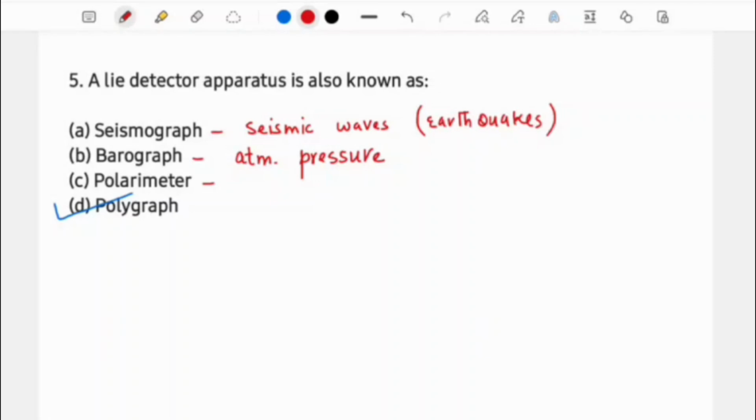Speaking of option C, that is the polarimeter. It's used to measure the angle of rotation when polarized light is passed through different solution mediums or different chemical mediums. That is what a polarimeter basically measures, the angle of rotation. Alright, and therefore option D is the correct option. The lie detector apparatus or machine is also known as the polygraph.